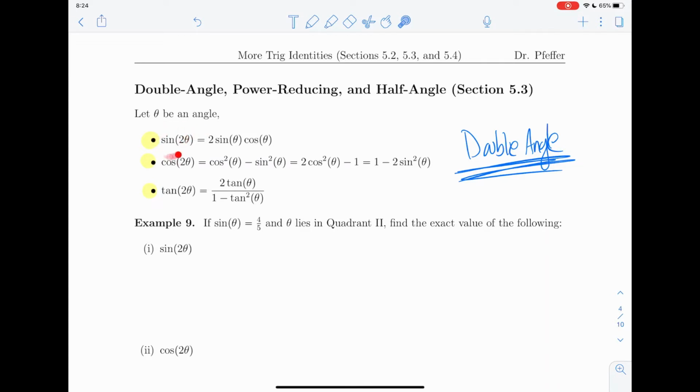Sine of 2 theta is equal to 2 times the product of sine and cosine. And the cosine of 2 theta, you actually have some freedom with. There's 3 different identities to work with. The baseline identity is that cosine 2 theta is equal to cosine squared theta minus sine squared theta. However, if you use the Pythagorean identity to swap one of these cosine or sine squareds out for the other, you can rewrite this as either 2 cosine squared minus 1 or 1 minus 2 sine squared.